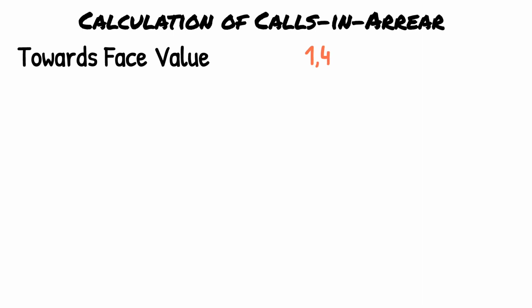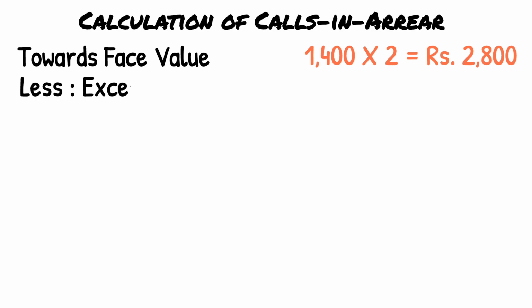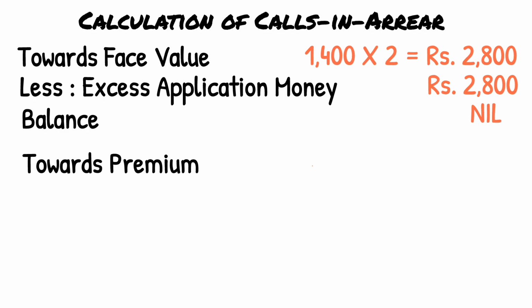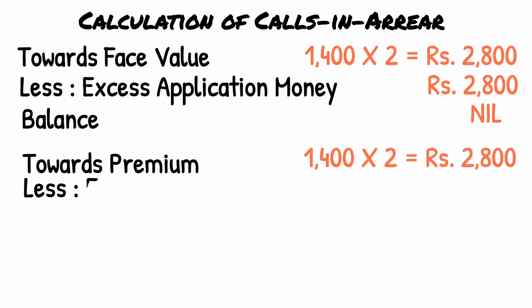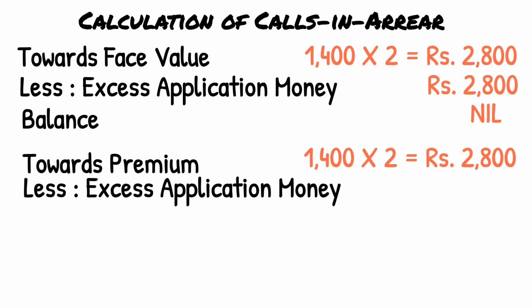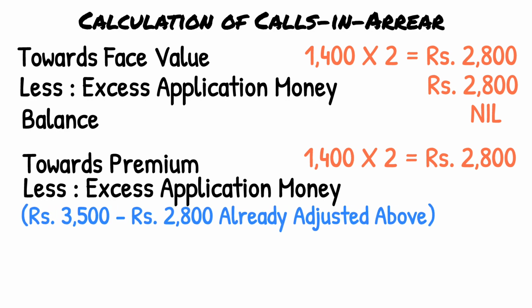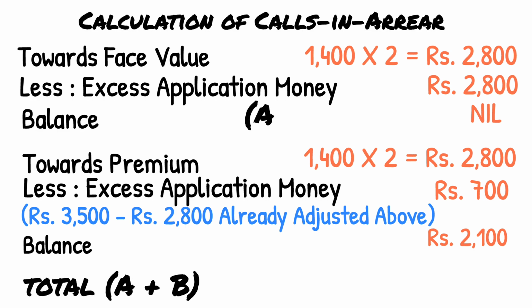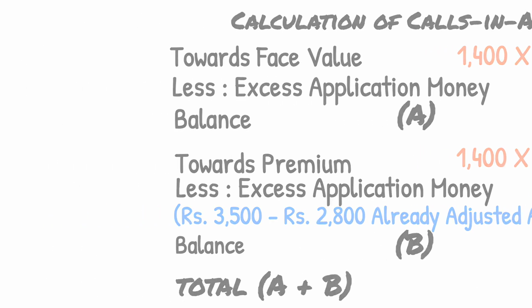For the face value, he was supposed to pay rupees 2,800 at the rate of rupees 2 each, less excess application money. The company has 3,500 rupees. The company has adjusted 2,800 rupees. The company still has, please remember, 700 rupees to adjust. Towards the premium, he was supposed to pay at the rate of rupees 2 each, that is 2,800 rupees. Now the company will utilize that 700, which is still remaining. The unadjusted amount of excess application will be adjusted against the premium, and he is supposed to make a payment of the balance, rupees 2,100. So the total amount that he is supposed to pay at the time of allotment, A plus B, is 2,100. If he doesn't make a payment, rupees 2,100 is the calls in arrears.